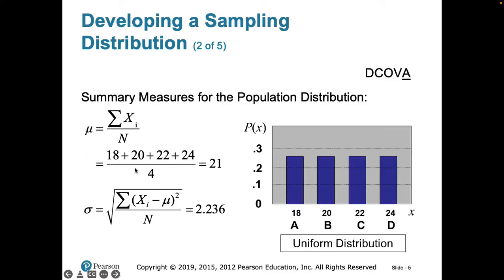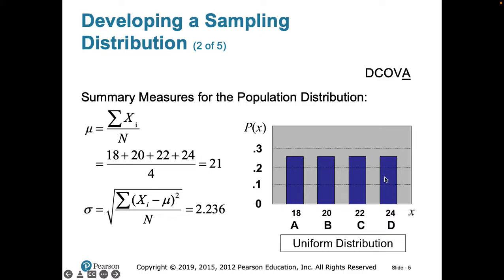And if you were to get a measure of the entire population, you will have that the mean of all of those is 21, right? You have 18 plus 20 plus 22 plus 24, and then you divide it by 4, you get your mean, and that equals 21. Here is your standard deviation, right? That is the sum of all of those, and the standard deviation equals 2.236. Now, do you see how this is a uniform distribution? So this is a uniform distribution. It's not a normal distribution.